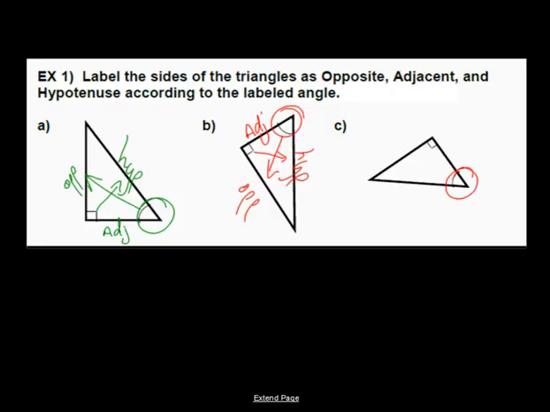For C, opposite side, adjacent side, and here is my hypotenuse. I don't know why I can't write a Y today. Okay?